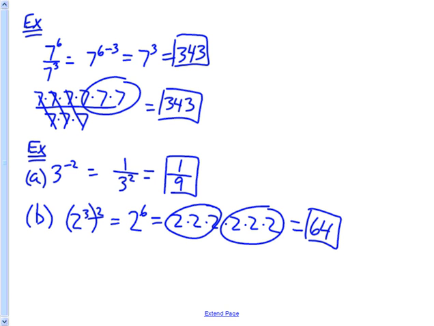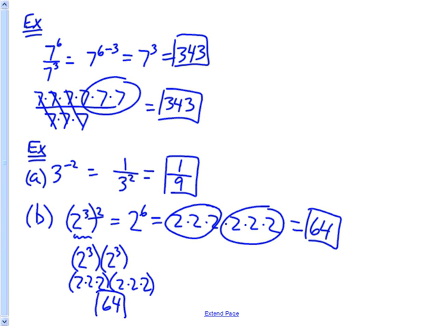And you can always look at the meaning of this. 2 to the 3rd, squared, means you have two 2 to the 3rds, don't you? So 2 times 2 times 2, 2 times 2 times 2. In other words, 2 to the 6th, which we already said was 64.